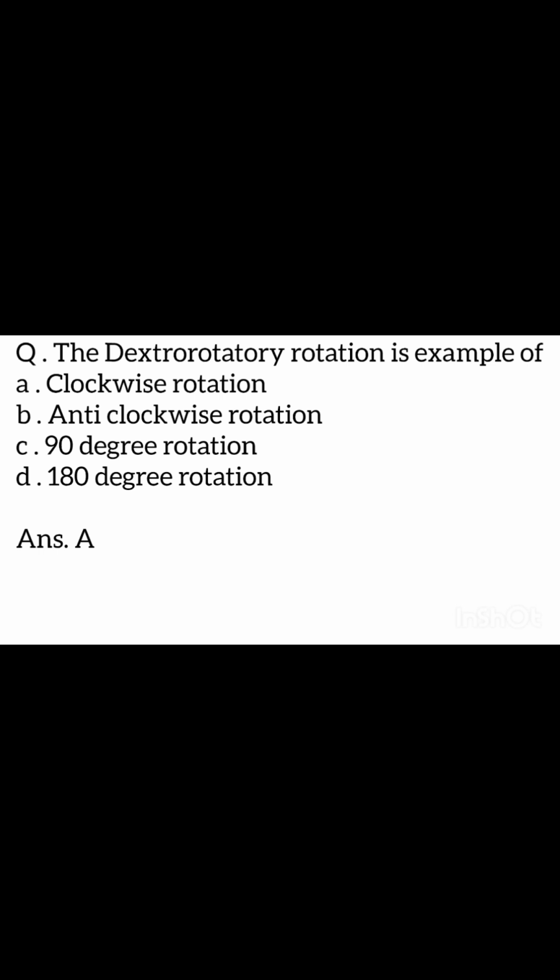Next question. The dextrorotatory rotation is an example of option A. Clockwise rotation. Option B. Anti-clockwise rotation. Option C 90 degree rotation, option D 180 degree rotation. So the answer of this question is option A clockwise rotation.